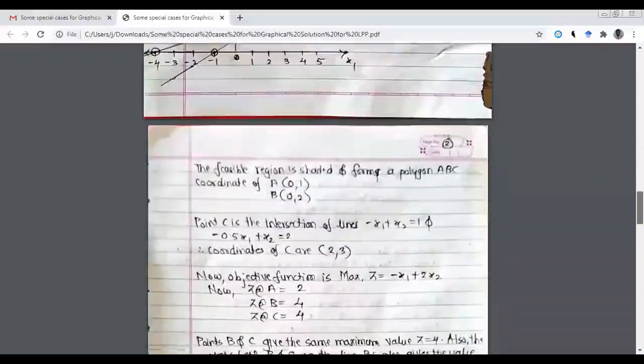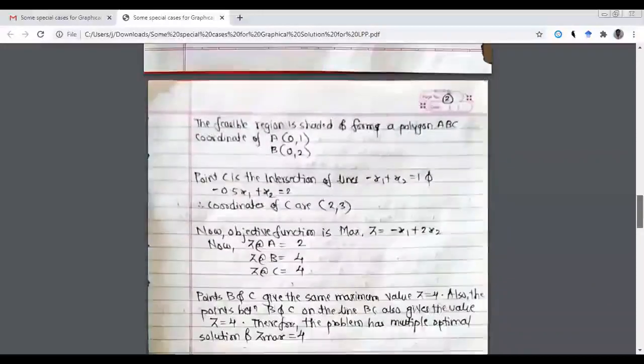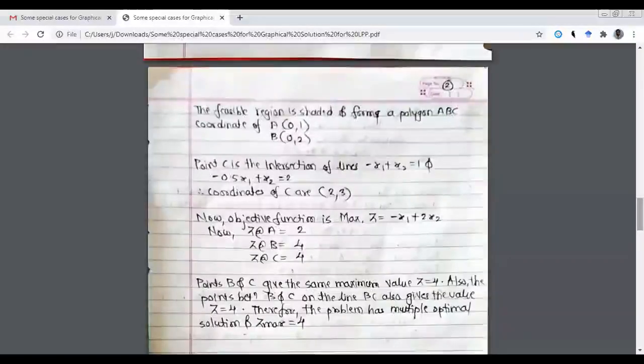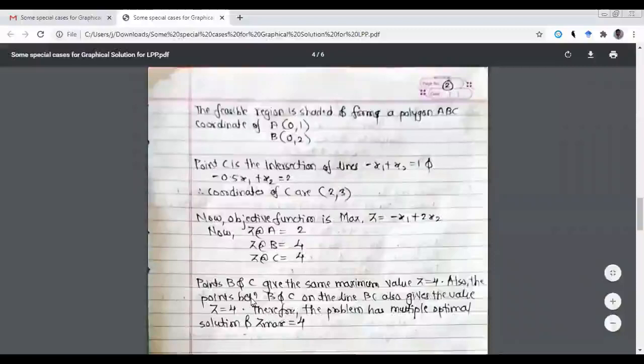So how is the solution of this particular problem to be written? Now this problem is a special case in which there is not a single optimal solution. There are multiple optimal solutions which have the Z max value as 4, right? So points B and C give the same maximum value, Z is equal to 4. Also the points between B and C on the line BC will also give Z is equal to 4. Therefore, the problem has multiple optimal solutions and your Z max value comes out to be 4.